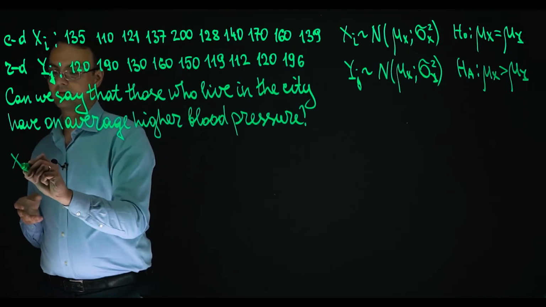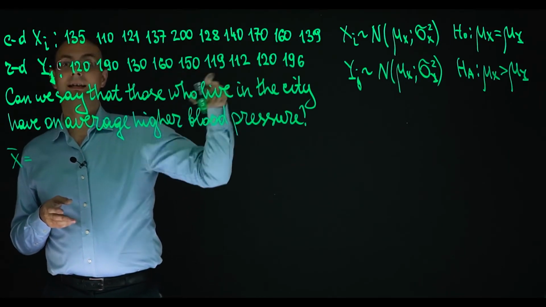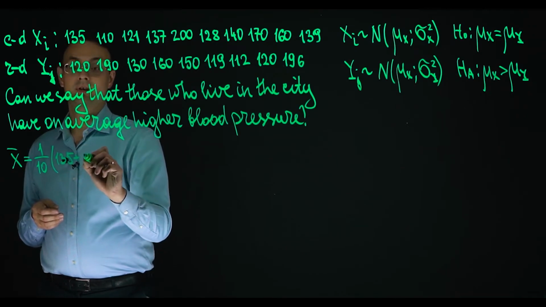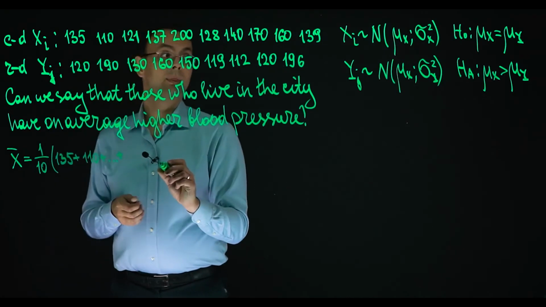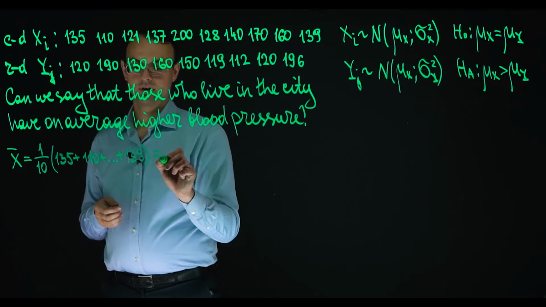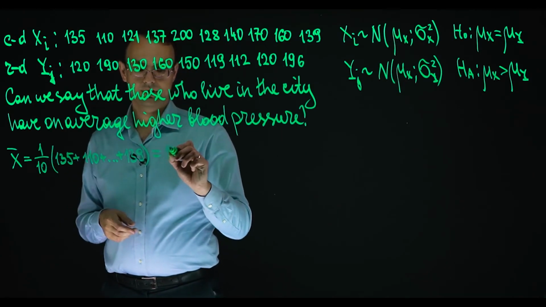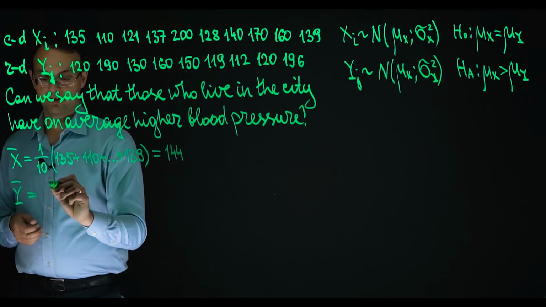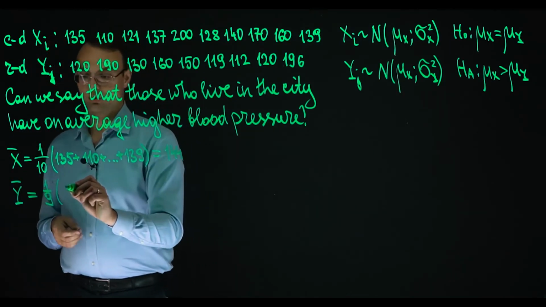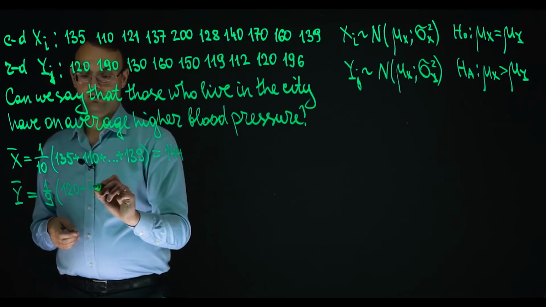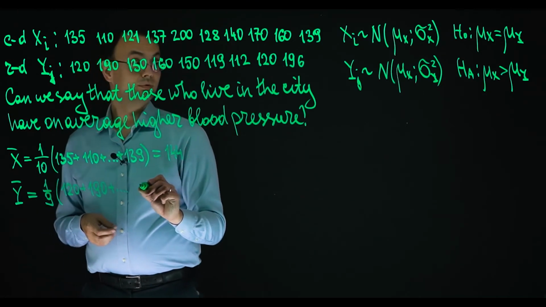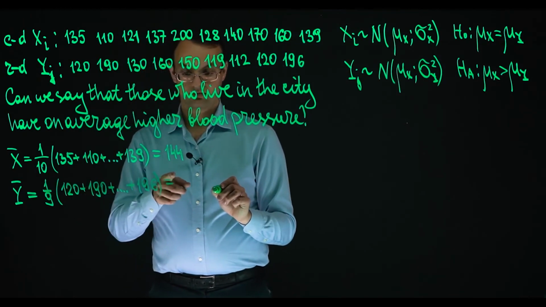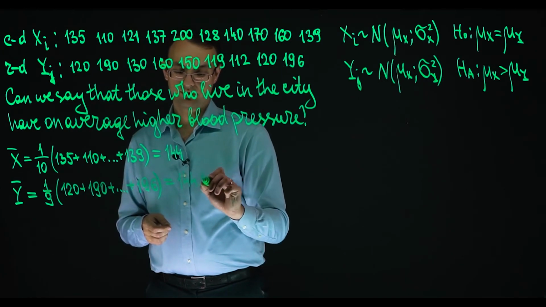Okay, so x bar is, as we have 10 x's, sample size of the first sample is 10, 1 over 10, 135 plus 110 plus and so on up to 139. So the x bar is equal to 144. So y bar is 1 over 9, and here we have 120 plus 190 plus up to 196. And the value is almost the same, 144.11.